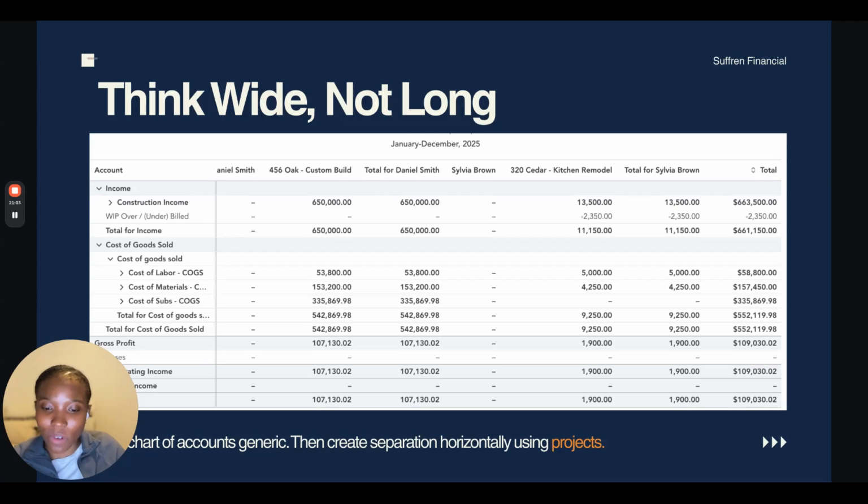Think wide instead of long. Keep your chart of accounts generic and then create separation using projects. So instead of oak materials, cedar materials, maple materials, just have materials and then QuickBooks separates the costs by project horizontally. This P&L is much easier to read because we're going across instead of downwards. This keeps your reports clean while still letting you analyze individual jobs.